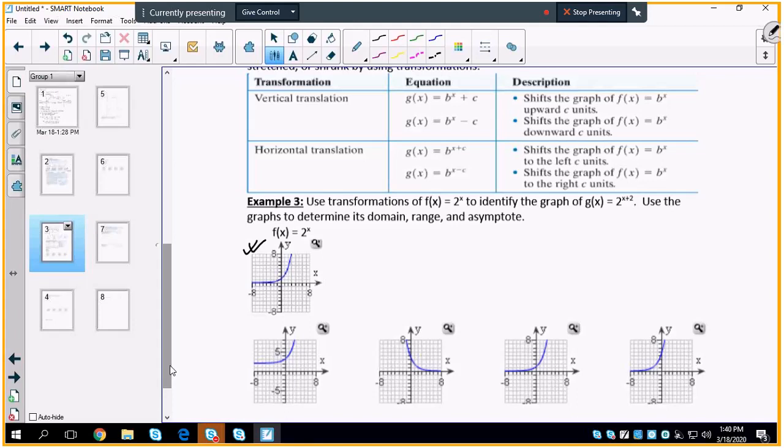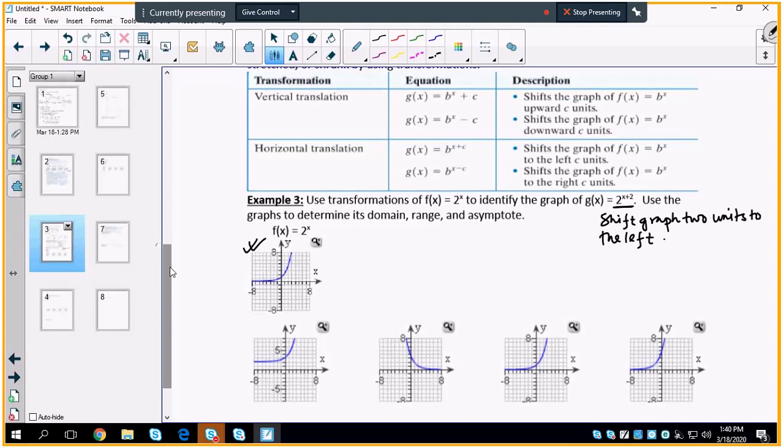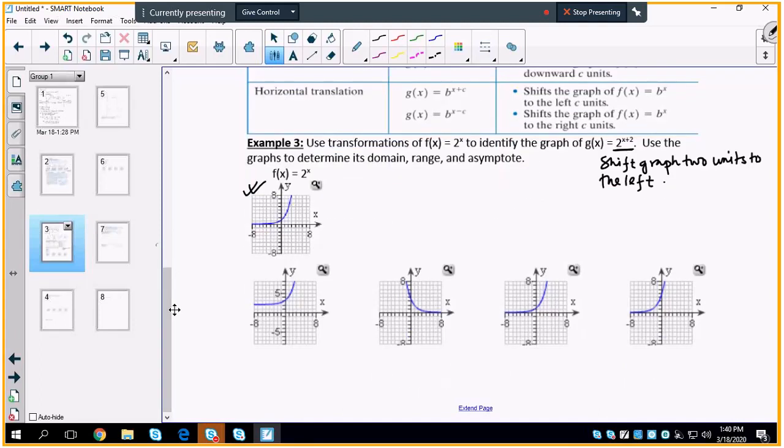Remember, this one tells you to shift the graph 2 units to the left. So I look at my original graph and shift it 2 units to the left. As you can understand, my answer is going to be the last one.